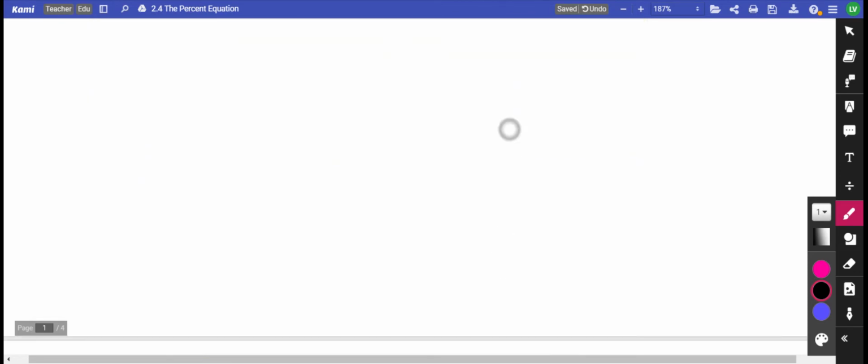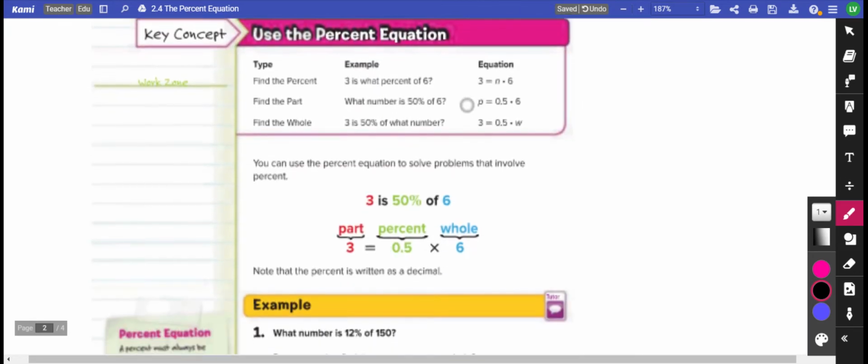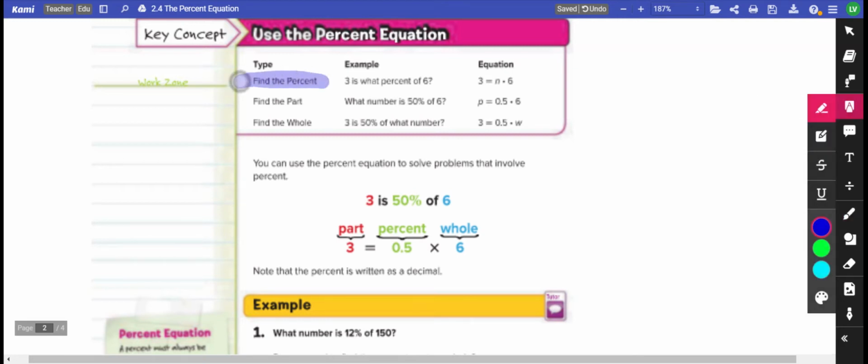Let's continue. We're going to use the percent equation. There are 3 different ways for us to use the percent equation. The first way is to find the percent. An example is 3 is what percent of 6? The equation is 3 equals n times 6. Again, we're going to use the variable n to represent our percent.